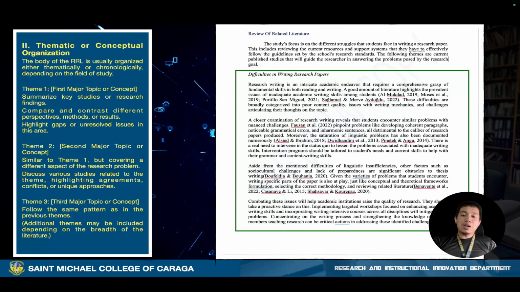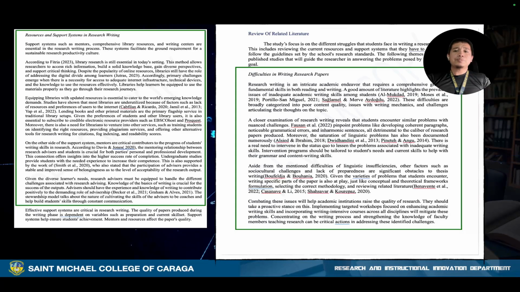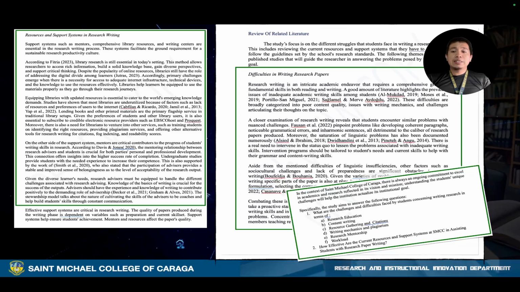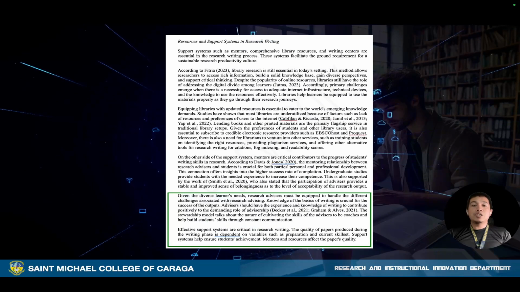So, for example, in our proposed study, there are two important research questions or research objectives that we would like to answer in our research paper. So, we have the challenges and difficulties faced by students, and then, let's say, the effectivity of the current resources and support systems. So, the two important themes that we have here are related directly to our research question or research objective. So this is also the part wherein you will be doing your paper.